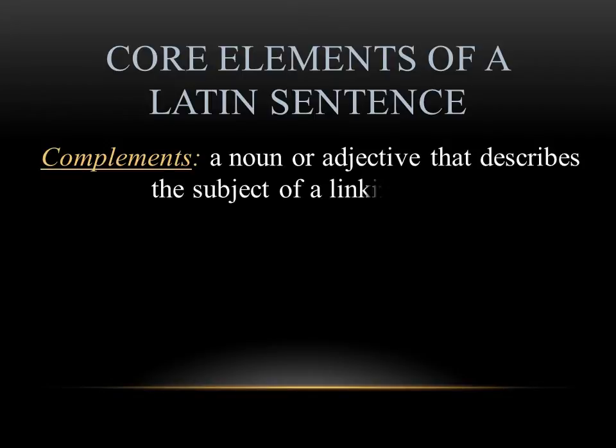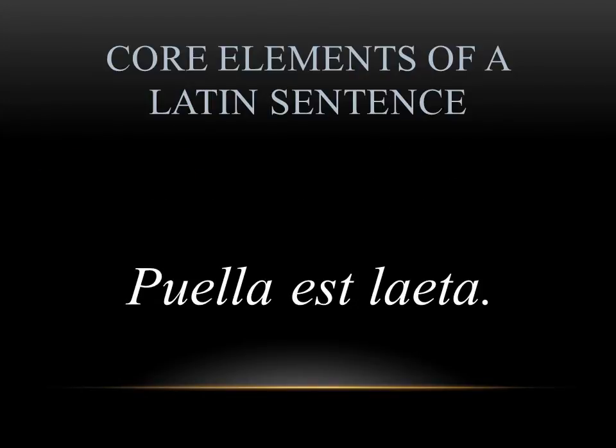Complements are a noun or adjective that describes the subject of a linking verb. So remember, we said a linking verb is linking the subject to a noun or an adjective that describes it. That's what we call the complement. So let's take a look at this sentence. Puella est laeta. And if we break it down, we can see that we have a linking verb here, est, and that the subject of this linking verb has to be Puella, the girl. So we mark those with an LV and an S. The only word we have left over here is laeta, which is an adjective that means happy. Since happy is an adjective and it's being linked back to our subject Puella, we know that laeta has to be a complement, and we mark it with a C.